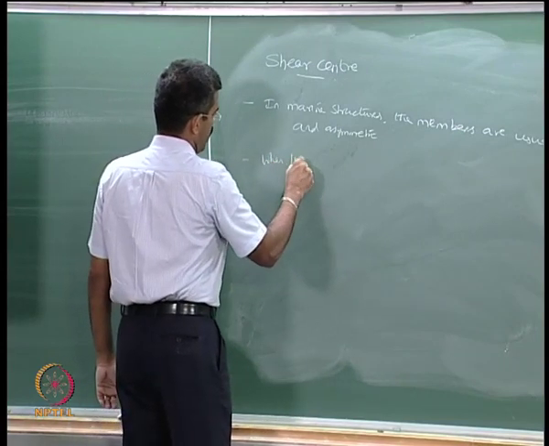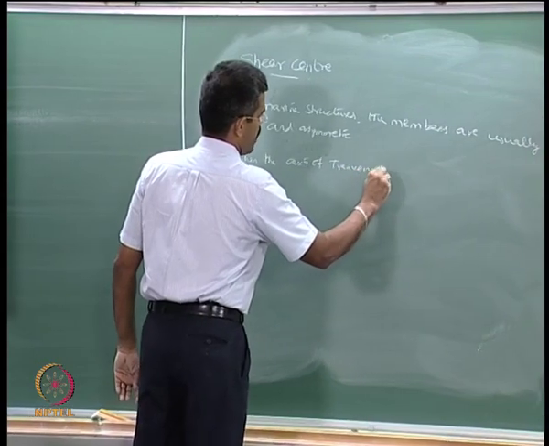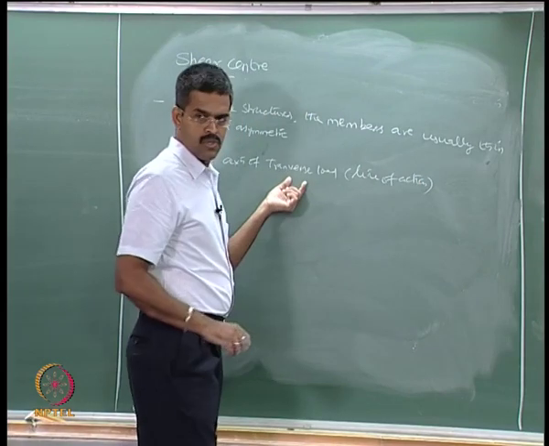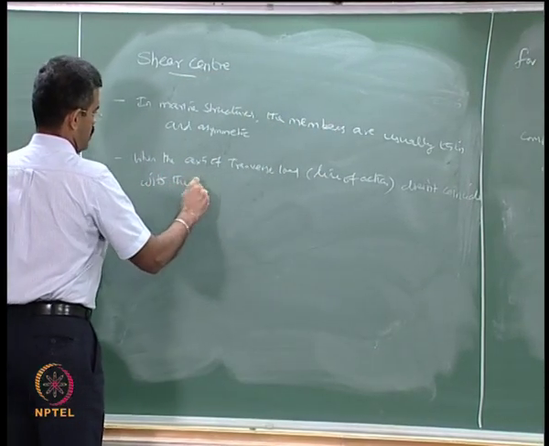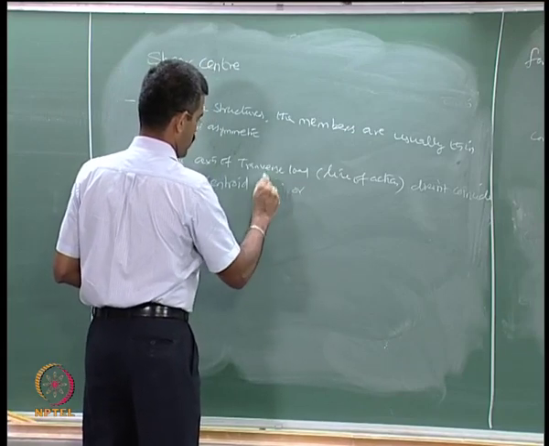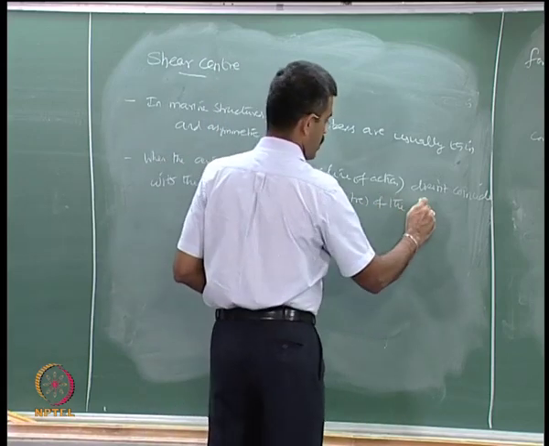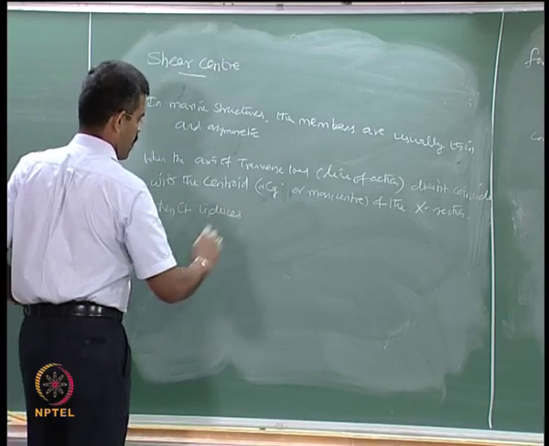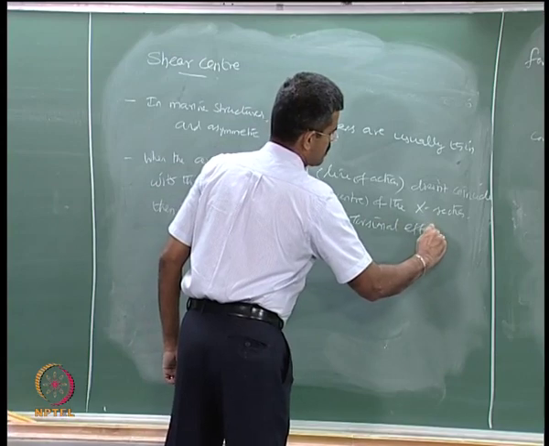Now, when the line of action of transverse loads does not coincide with the centroid, or center of gravity, or mass center of the cross section, then it induces an additional moment, and this moment will create a torsional effect in the section. That is the problem.